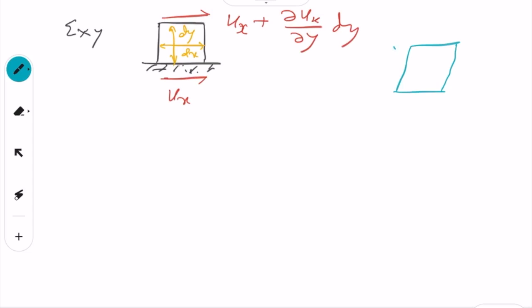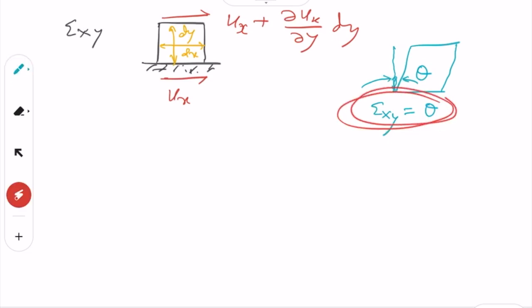And this is the angle, let's call it angle theta, and this theta is very small actually. So in this case epsilon xy is equal to just theta. So this is how we define the shear strain.